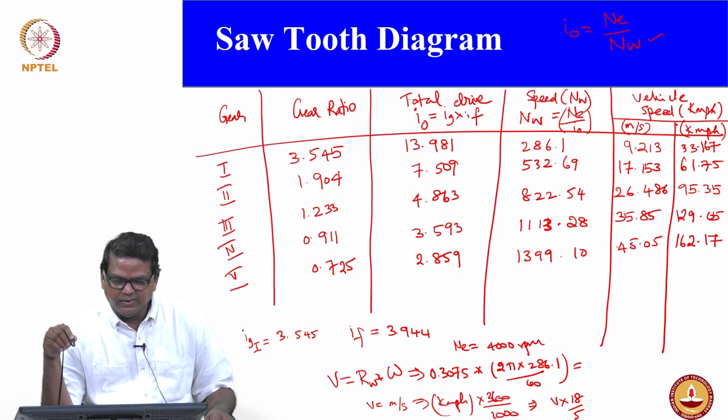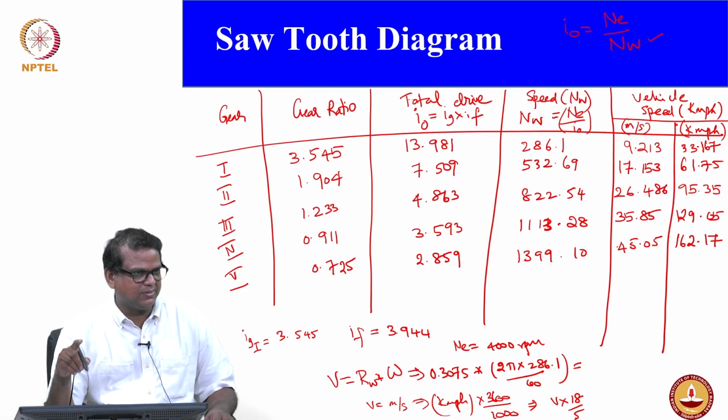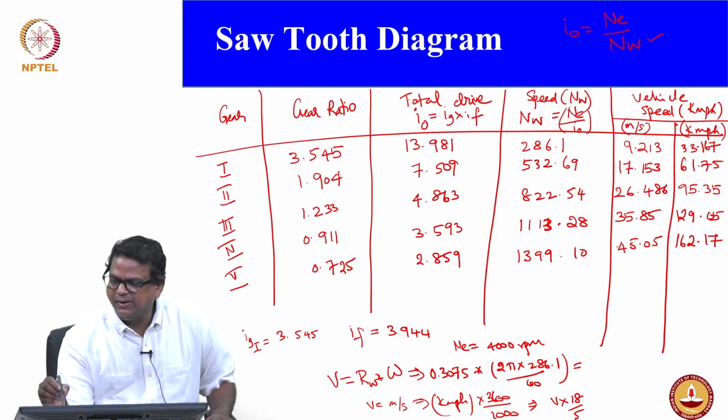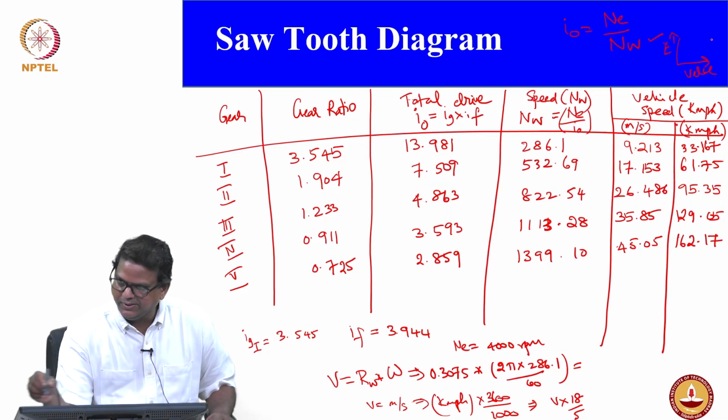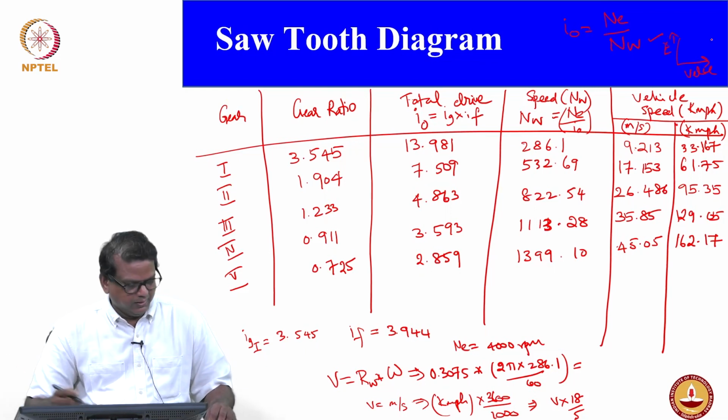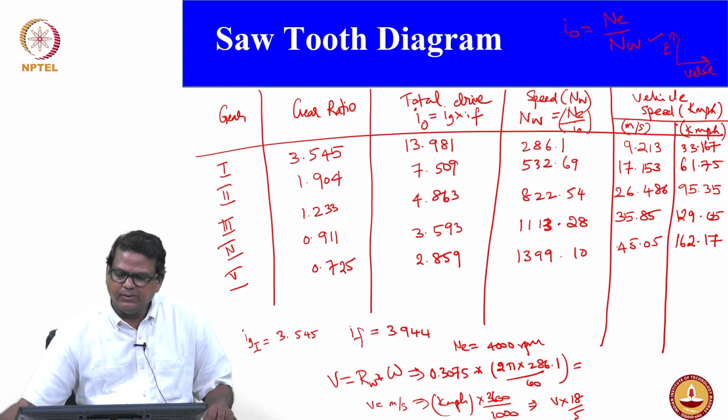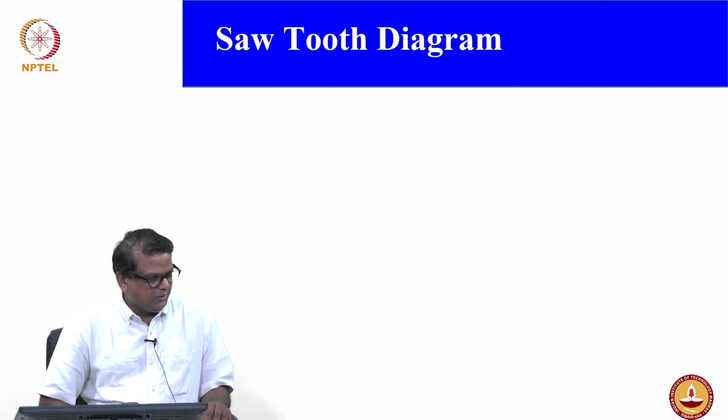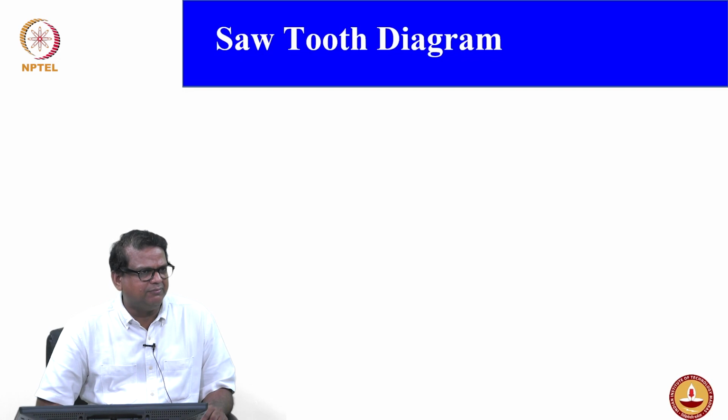Okay. Now we have to construct a ray diagram. Now we got the information, because the ray diagram talks about the vehicle speed, right, and the engine speed. So both we need to know. Before proceeding, let me ask a question. What type of gear is it? Is it progressive or geometric?